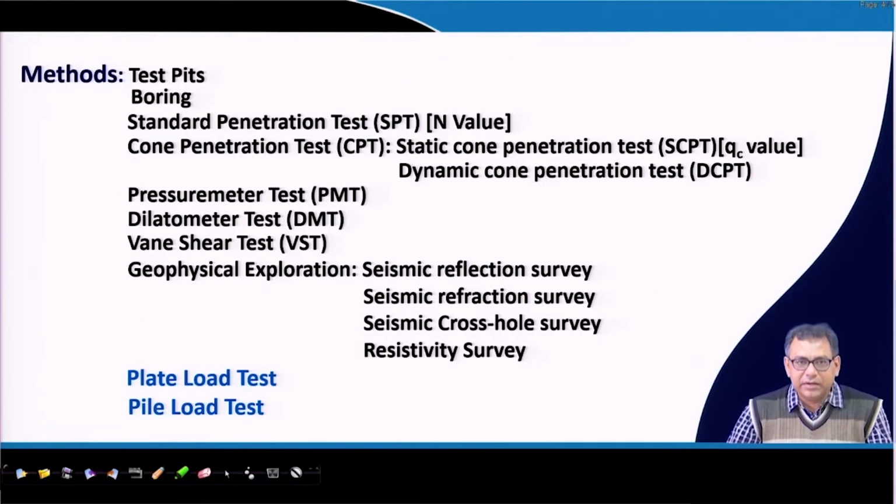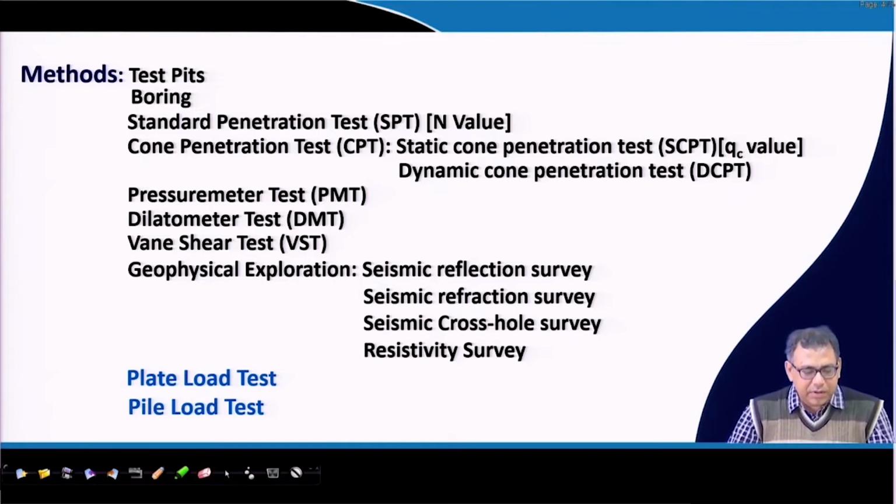These are the different soil exploration techniques by which we can determine the soil properties. A few of them are used to directly determine the soil properties, and a few of them are used to indirectly determine the soil properties. For example, we measure something else in the field, then we correlate it with our required design properties or strength properties, so that we can determine the bearing capacity or settlement of the foundation.